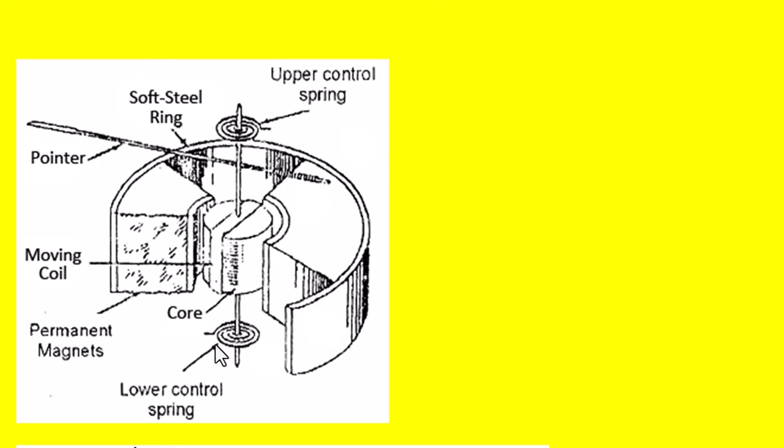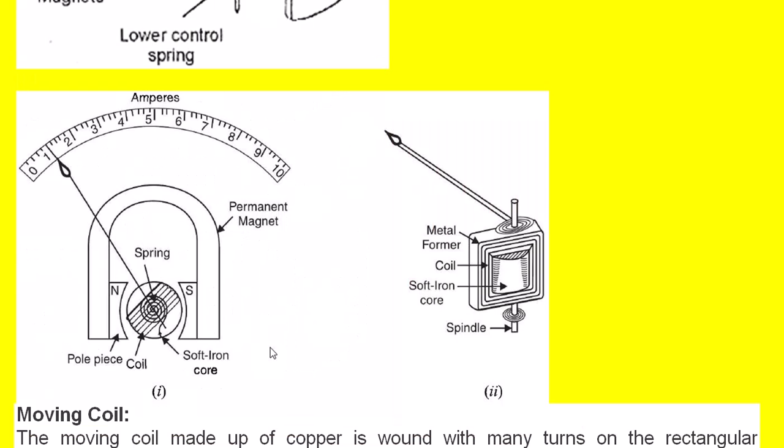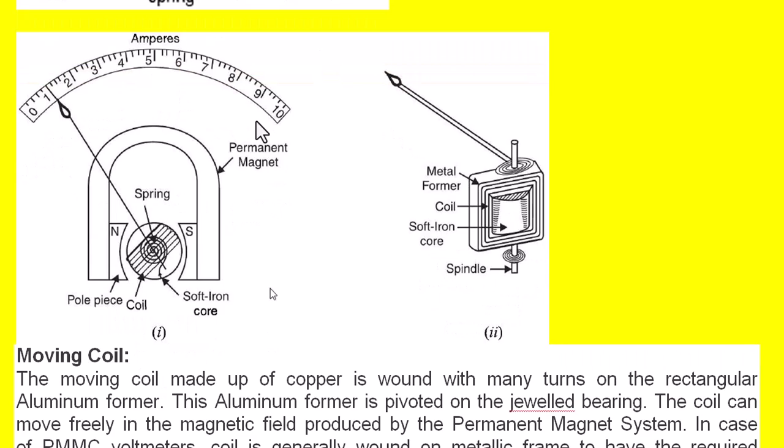In this case, the current to be measured will enter at this point of the lower control spring, and leaves through the upper control spring. This means the springs will provide the path for passing current through the coil. This diagram can also be drawn like this.